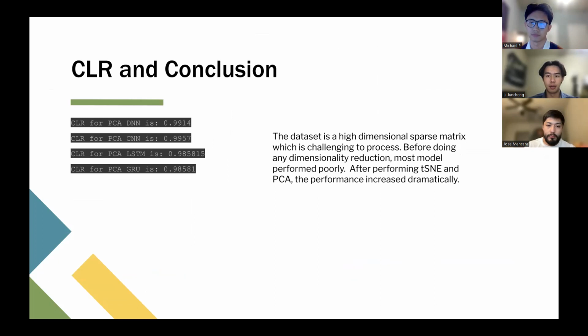which is challenging to process. And before doing any dimensional reduction, most models perform poorly, especially the LSTM and GRU. And after performing t-SNE and PCA, the performance increased dramatically.